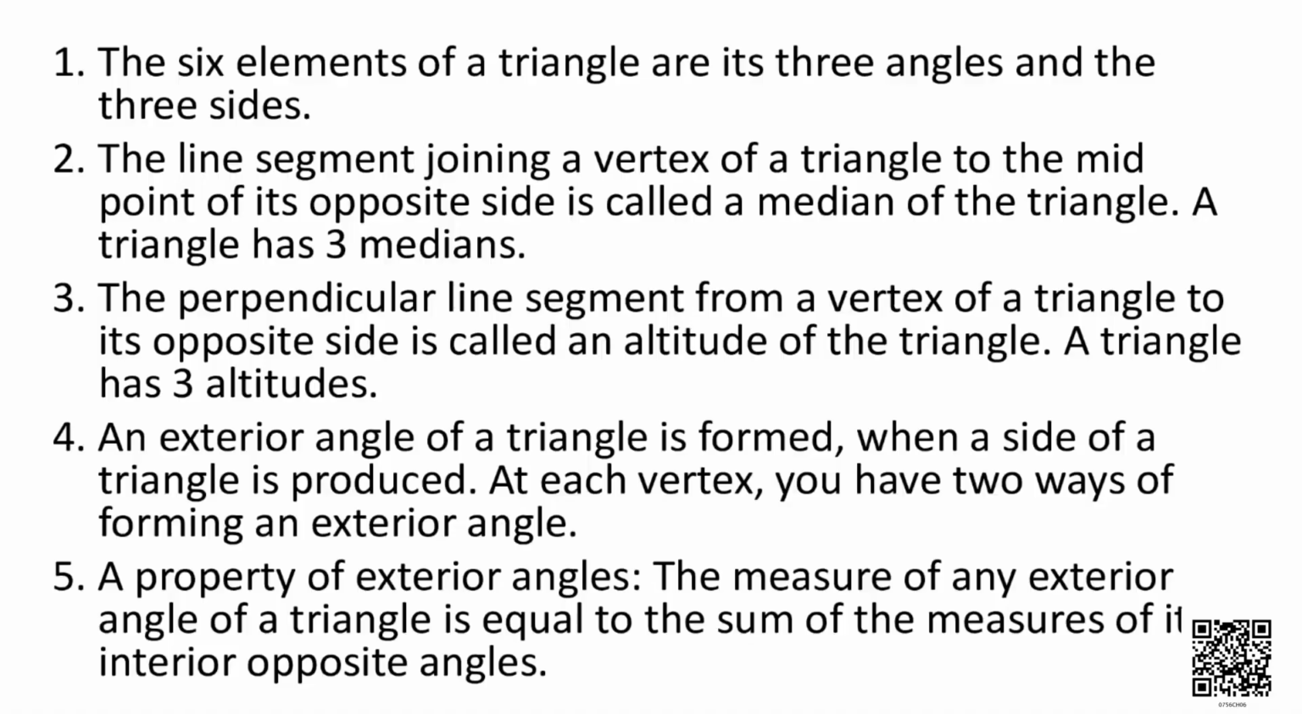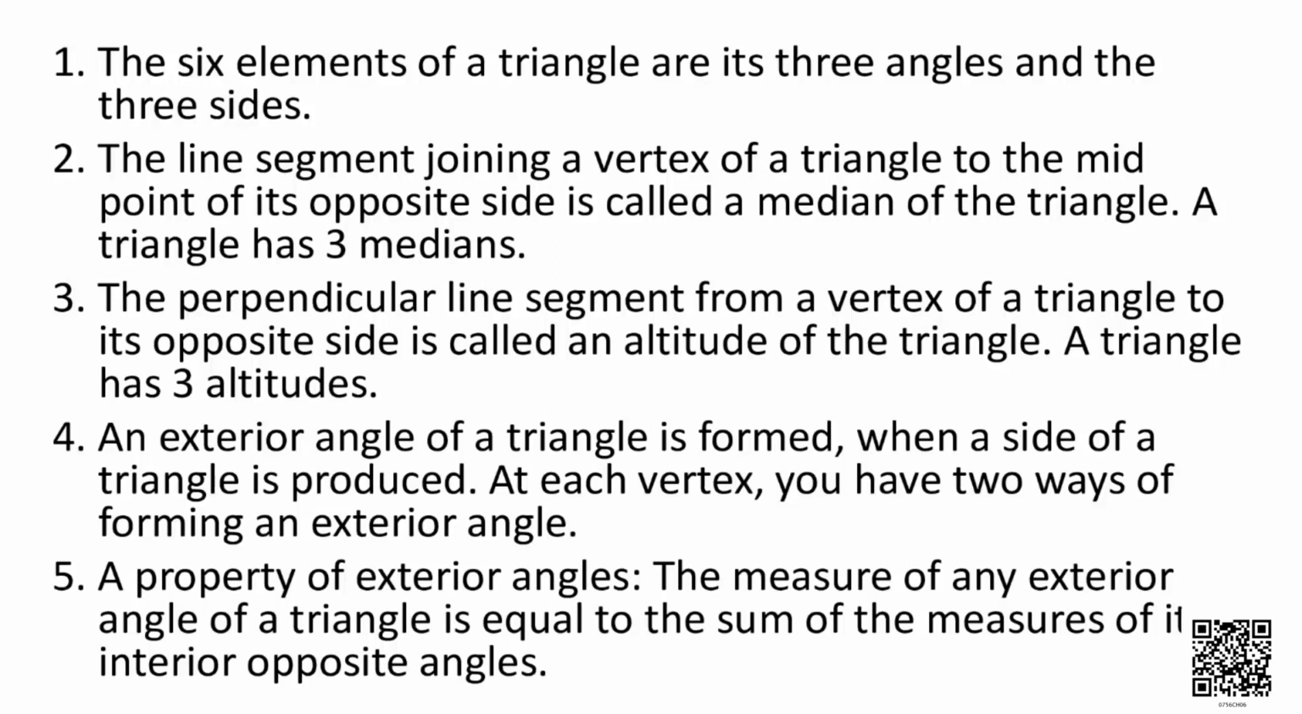Now, in this chapter, we have learned very interesting things. We have learned that the 6 elements of a triangle are its 3 angles and 3 sides. The line segment joining a vertex of a triangle to the midpoint of its opposite side is called a median of the triangle, and a triangle has 3 medians. The perpendicular line segment from a vertex of a triangle to its opposite side is called an altitude of the triangle. A triangle has 3 altitudes.